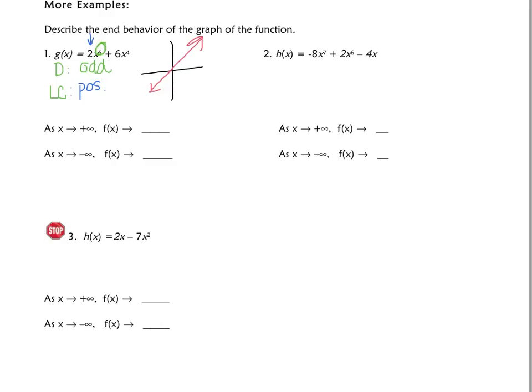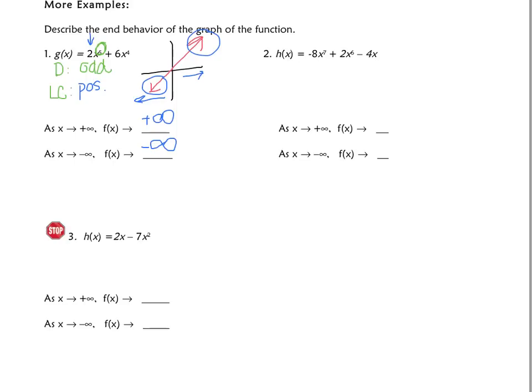So as x approaches positive infinity, as we're looking to the right, what is the graph doing? It's going up, so it approaches positive infinity. And as x approaches negative infinity, as you look to the left, the graph is going down, so it approaches negative infinity. And again, we decided that the degree is odd, so that means they're different. They're not the same, they're kind of oddballs. One goes up, one goes down.